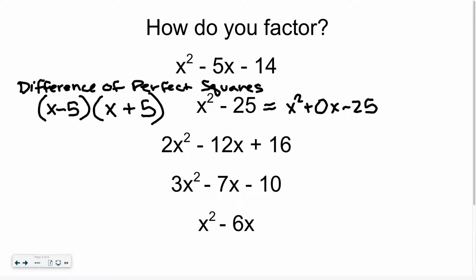It doesn't work for x squared minus 5 because there are no factors of 5 that cancel each other out, because it's not a perfect square. So that's called a difference of perfect squares. What does difference imply? Subtraction. All right, good.